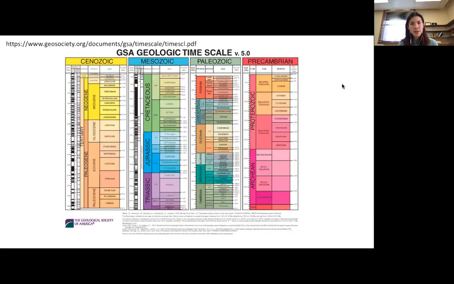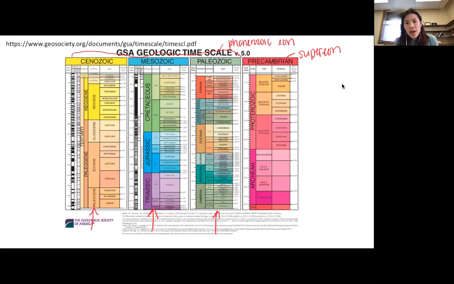So this is the current time scale, up to date as of, I believe, 2019. And so you can see the Precambrian super eon, and then the Cenozoic, Mesozoic, and Paleozoic, which all belong to the Phanerozoic eon. We've got the Mesozoic, where we had dinosaurs, the age of dinosaurs, the Cenozoic, which has been really the rise of mammals, and the Paleozoic, which contained a lot of marine life, dominantly marine life.